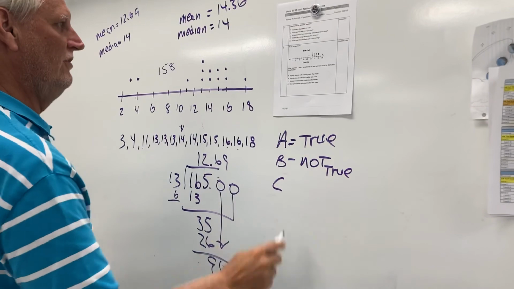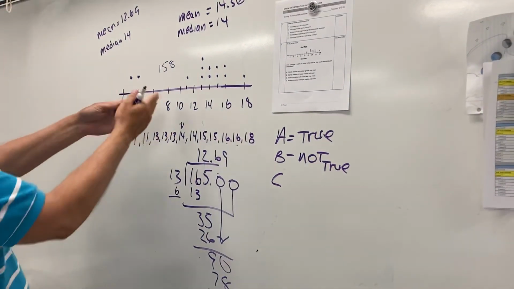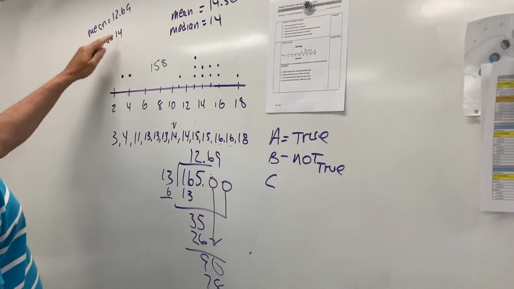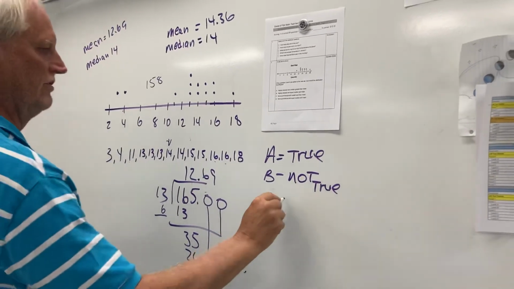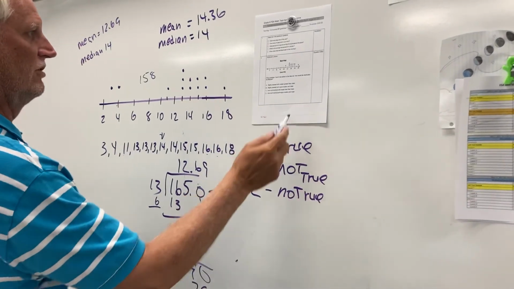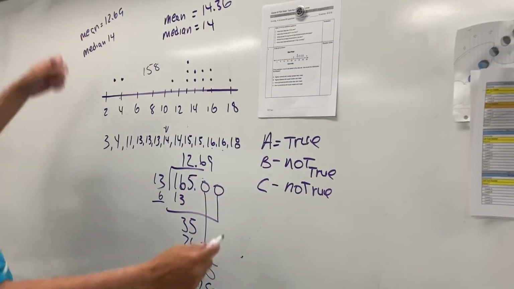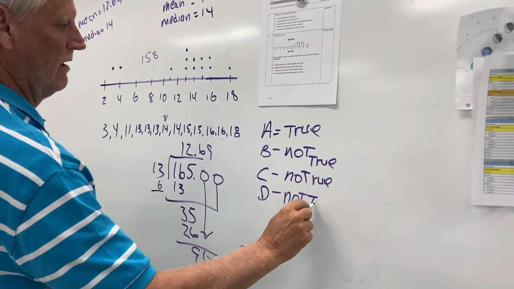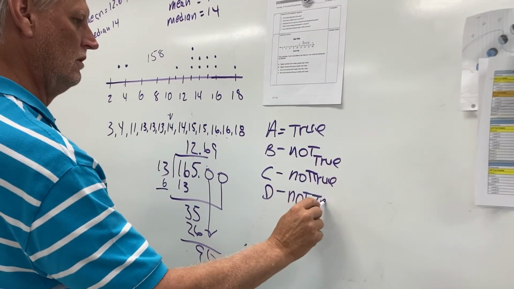Part C says it's symmetrical. Well, it's definitely not symmetrical. And the median is less than the mean. Well, the median is still greater. So C is not true. And the last one, it's symmetrical with an equal. Again, not true.